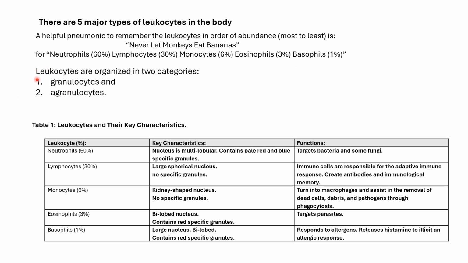And then like I mentioned before, leukocytes have two categories, granulocytes and agranulocytes. Our granulocytes are neutrophils, eosinophils, and basophils, and agranulocytes are lymphocytes and monocytes. Please learn their specific characteristics: the shape of their nucleus, the color of their granules, and their function, which white blood cell is effective against which organism. This is important, so memorize this chart.